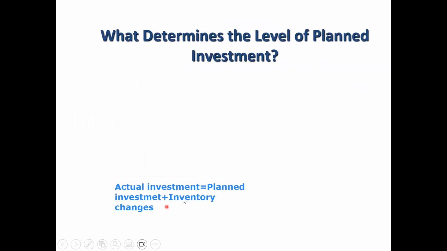This means that if actual investment is larger than planned investment, we have positive inventory changes. If actual investment is less than planned investment, we have negative inventory changes. If actual investment is equal to planned investment, we have zero inventory changes. This means that every good that is produced is consumed.